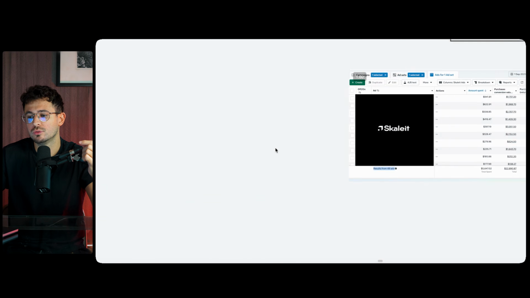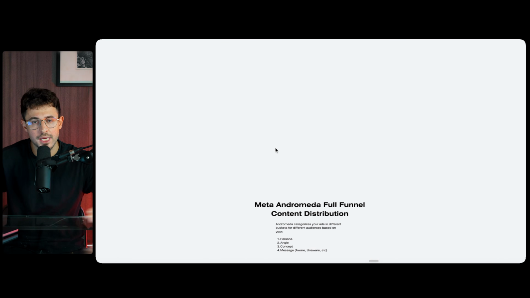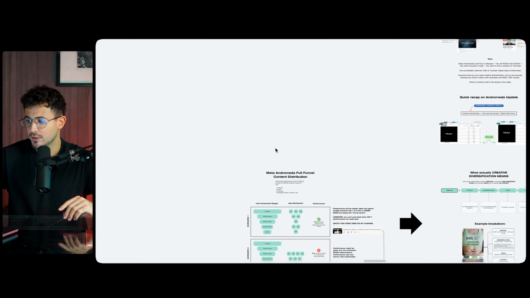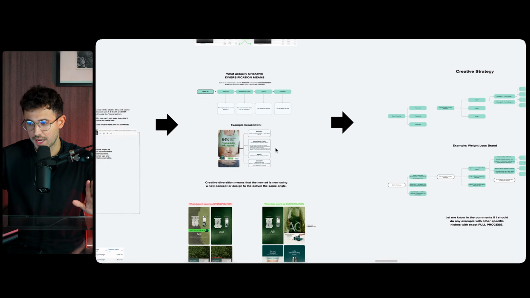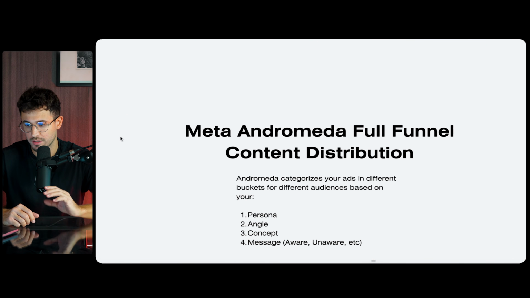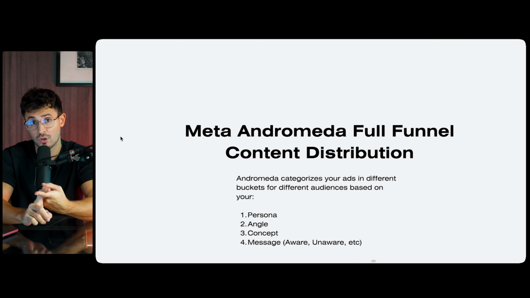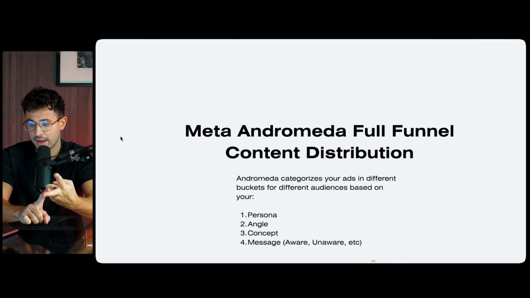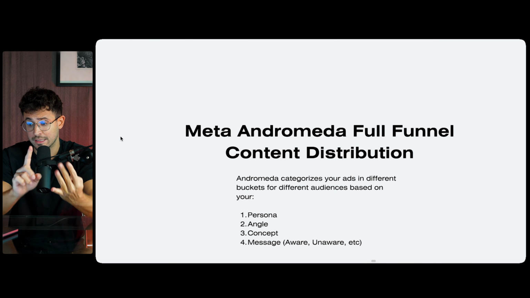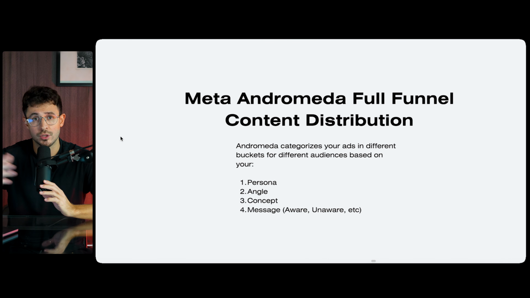Now, the most important part of Andromeda is creative diversification, the new full funnel approach, and we need to understand all these things. So let's start with content distribution, just to understand how it works. Andromeda categorizes your ads into different buckets for different audiences based on the persona you're targeting with that ad, the angle of the ad, the concept of the ad, and the message of the ad, whether it's aware, unaware, or the different user awareness stages.